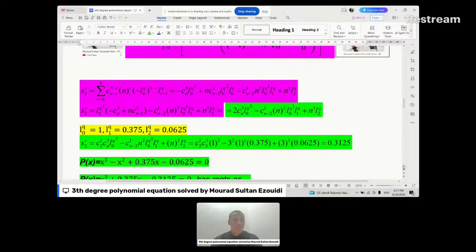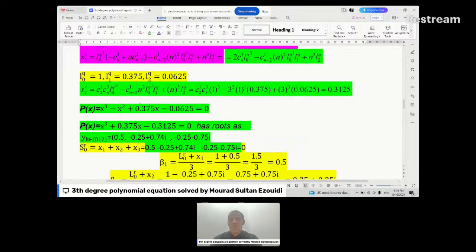We continue. Between parentheses, we said that S2 is equal to 0.3125. Now, learners, we are going to write your new polynomial equation. The original one is x cubed minus x squared plus 0.375x minus 0.0625. Since I already calculated S0, S1 and S2, I can write my new polynomial p of x equal x cubed plus 0.375x minus 0.3125, because this one is S2.